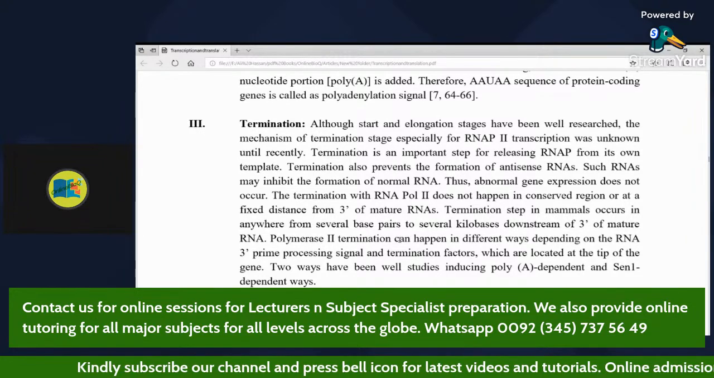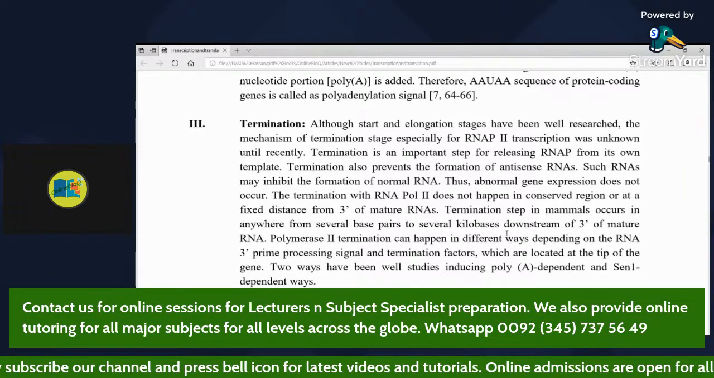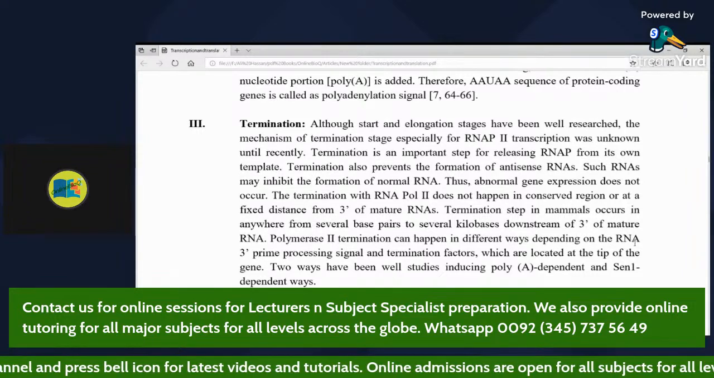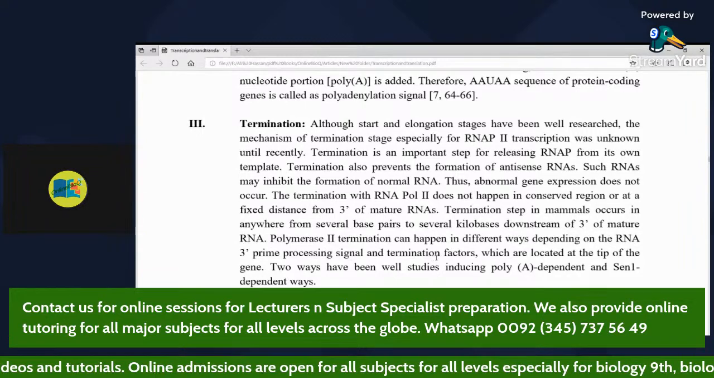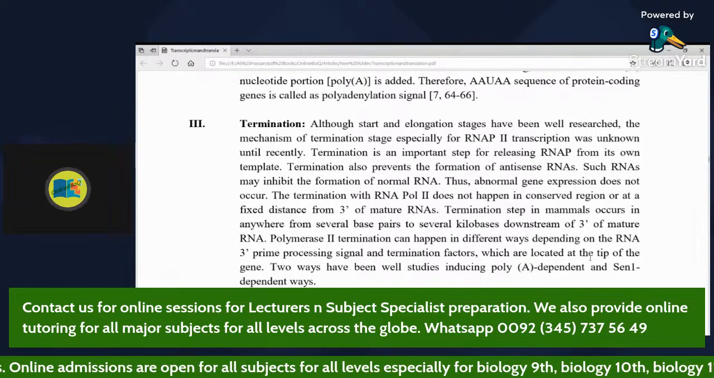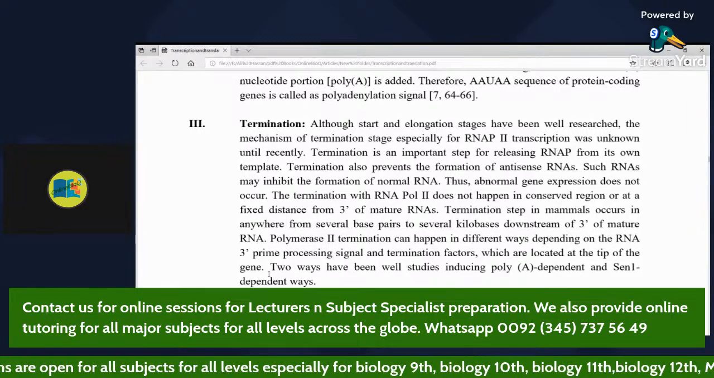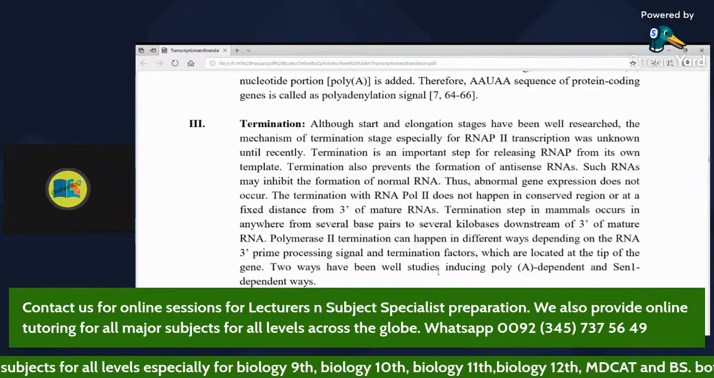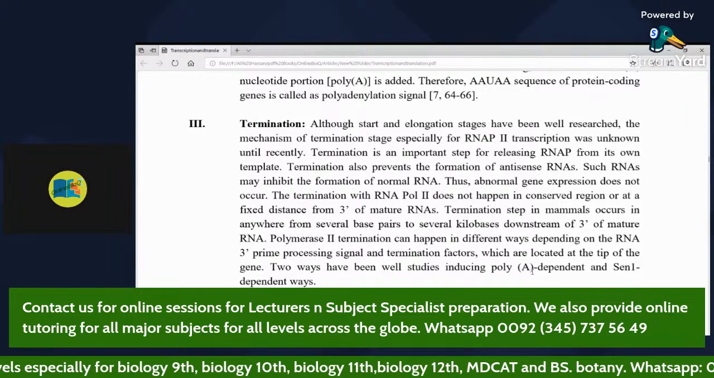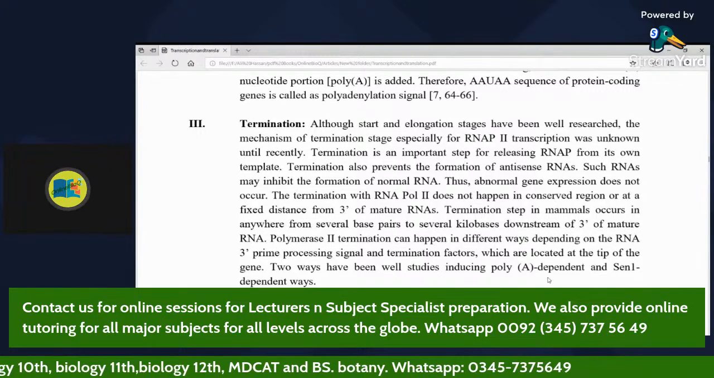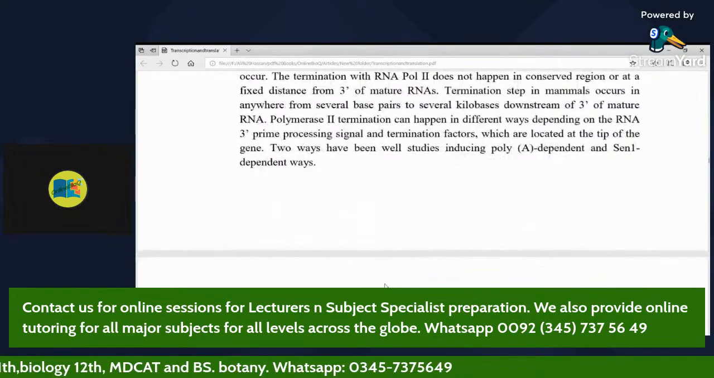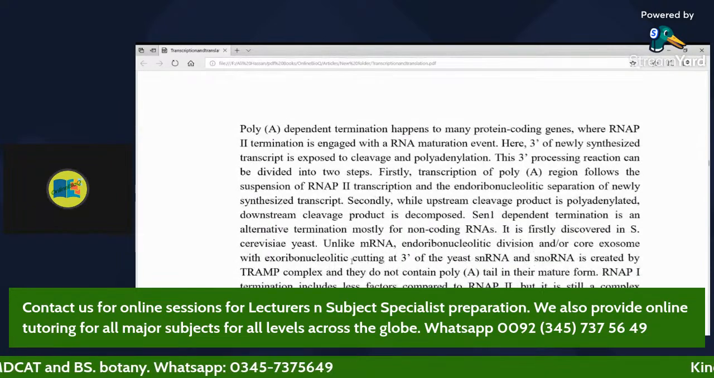So polymerase II termination can happen in different ways, and it depends on the RNA 3' processing signal and termination factors, and these are located at the tip of the gene. Two ways have been well studied, including poly-A dependent and SEN1 dependent ways. So what is poly-A?